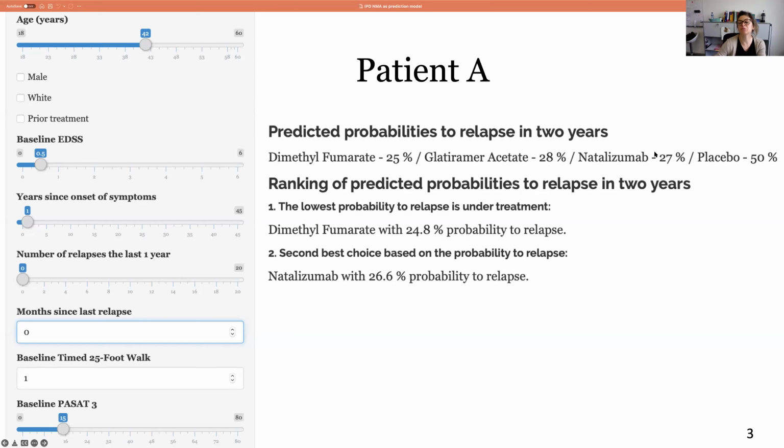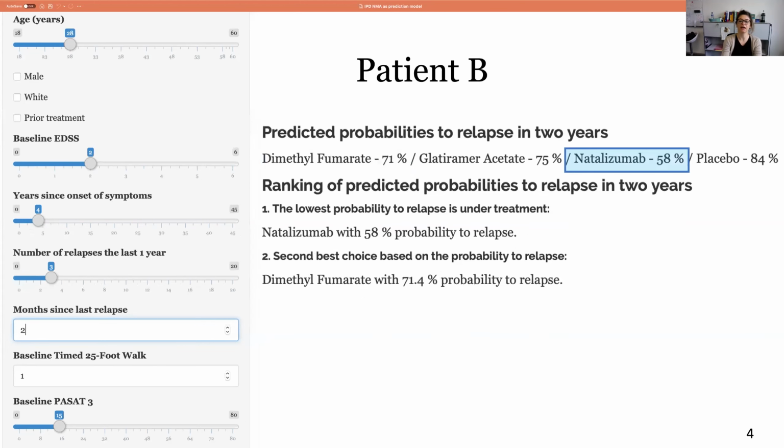And the predicted probability to relapse in 2 years is 25% with dimethyl fumarate, 28% with glatiramer acetate, and 27% with natalizumab. So dimethyl fumarate decreases the probability the most and might be recommended for this patient, whereas patient B that has higher EDSS at baseline will benefit mostly by taking natalizumab.